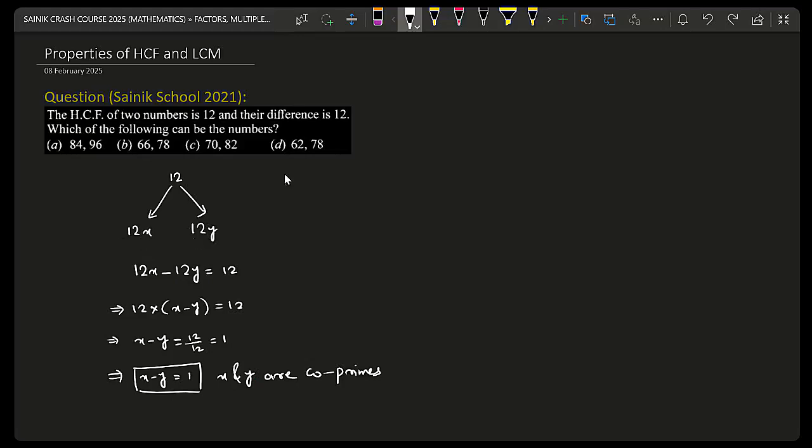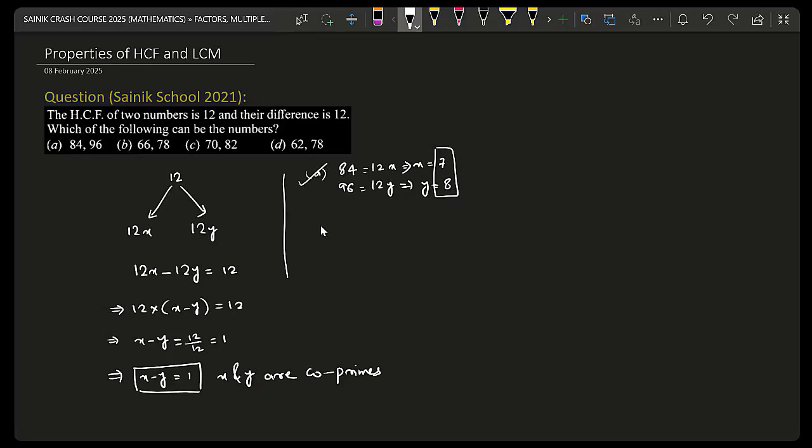So if you check option by option, in option A, if you write 84 is equal to 12x, x will be 7 because 12 sevens are 84. And if you write 96 is equal to 12y, y is 96 divided by 12, which is 8. So 7 and 8 are co-primes. We discussed one property: any two consecutive numbers are co-primes. So here we got the answer.